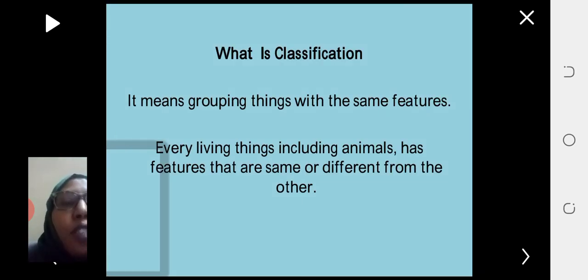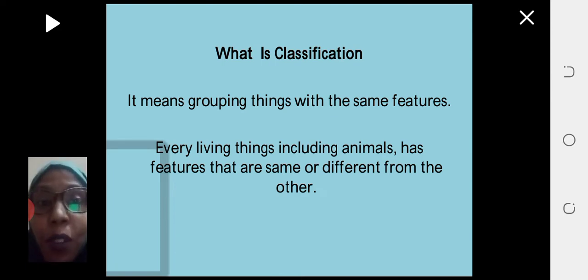So what is classifying living things, or what is sorting living things? What is classification? Classification means grouping living things with the same features. That means the living things that have the same features, we will put them in one group. So one group of living things shares the same or most of the features.